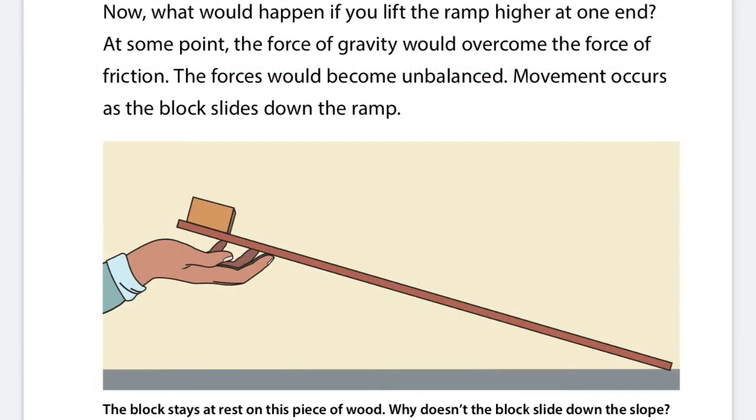Now, what would happen if you lift the ramp higher at one end? At some point, the force of gravity would overcome the force of friction. The forces would become unbalanced. Movement occurs as the block slides down the ramp.